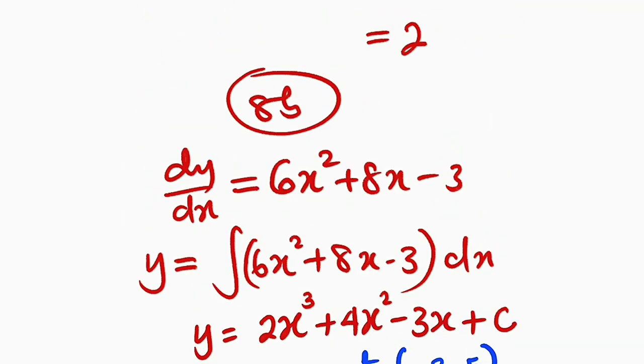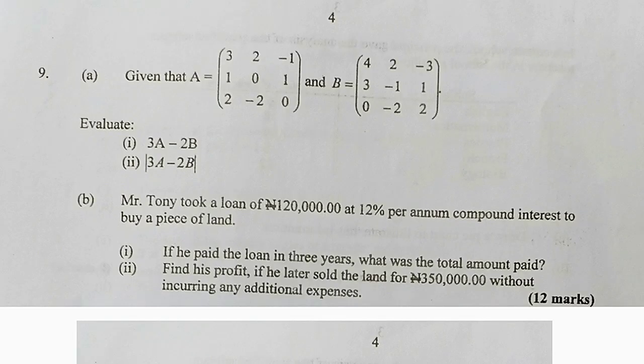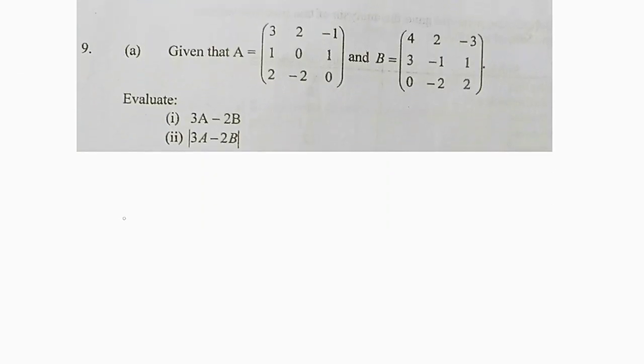Now let us move on to question number 9. Question number 9a. We are given 2 square matrices A and B. They are 3 by 3 matrices. Roman 1, we are asked to evaluate 3 multiplied by matrix A minus 2 multiplied by matrix B. And Roman 2 of A part, we are asked to find the determinant of 3A minus 2B. All right, let's get started with this one first before we come back to B.